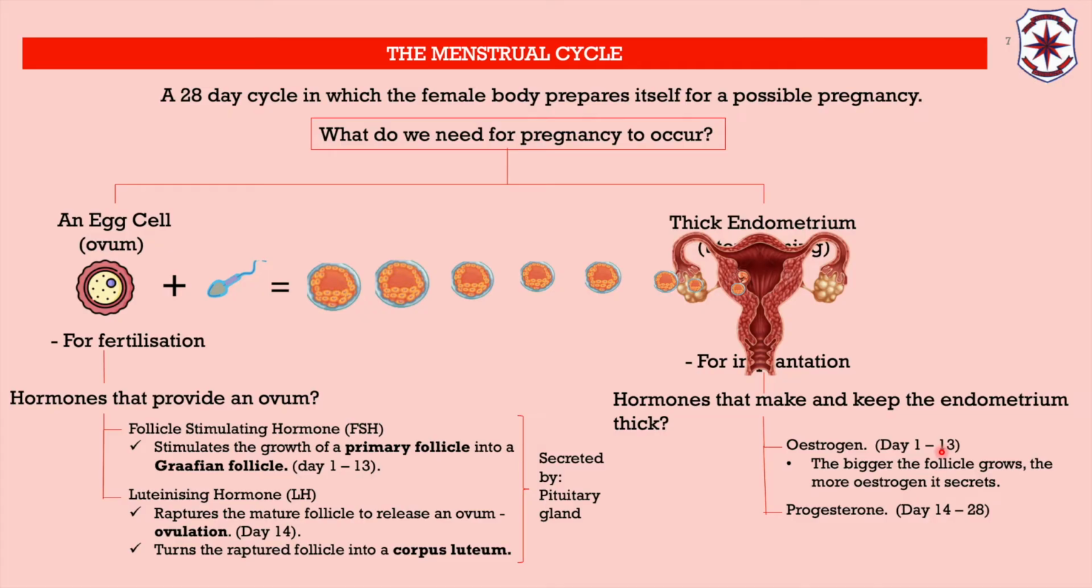Secondly, beyond day 13, meaning from day 14 to day 28, progesterone now takes over. Progesterone further thickens the endometrium, and it is secreted by the corpus luteum. So this, guys, was just an overview of the menstrual cycle. On the coming slides, we are going to look at the menstrual cycle in greater detail.